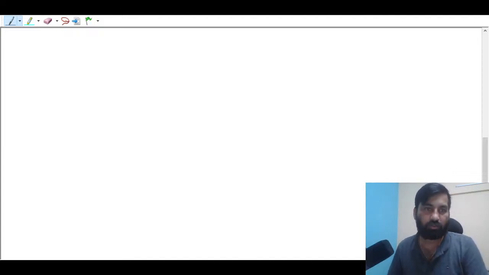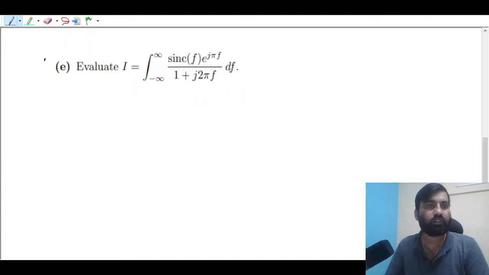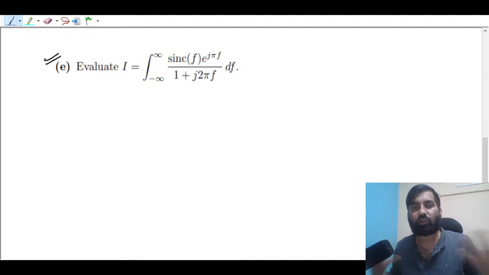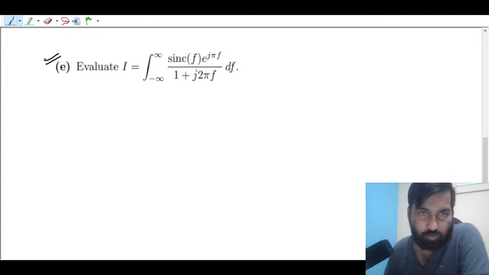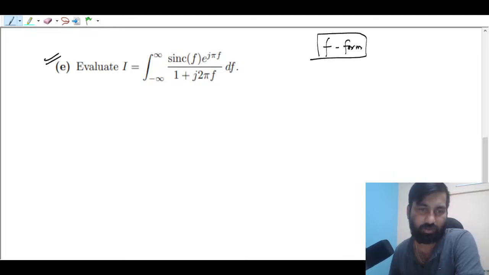We will use it again. We have to evaluate one integral here. Let me show you that integral. This is the integral we have to evaluate. You see there are two signals again: sinc f e^{j pi f} and 1 plus j2 pi f. You can also convert this into omega, but it's fine, it is given in f form. So we have to use the Plancherel relation.